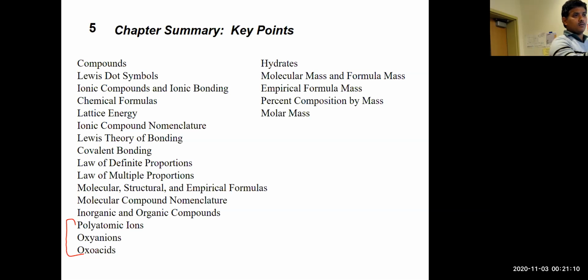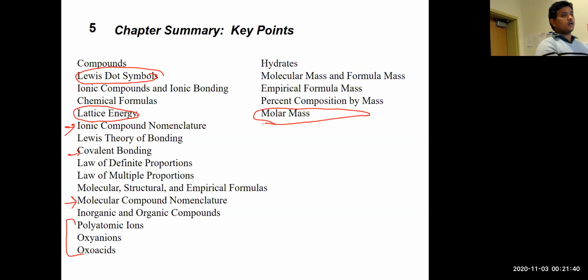Let me highlight what is most important in this chapter: molar mass, yes, and Lewis symbols, I need you to know that, and lattice energy, very much needed, and how to name compounds, nomenclature, I really need you to know that, and covalent bonding for the next couple of chapters, I need you to know that, and the molecular compound names, I need you to know that. Those are must-know topics. Everything else you also need to know, but they were highly important.